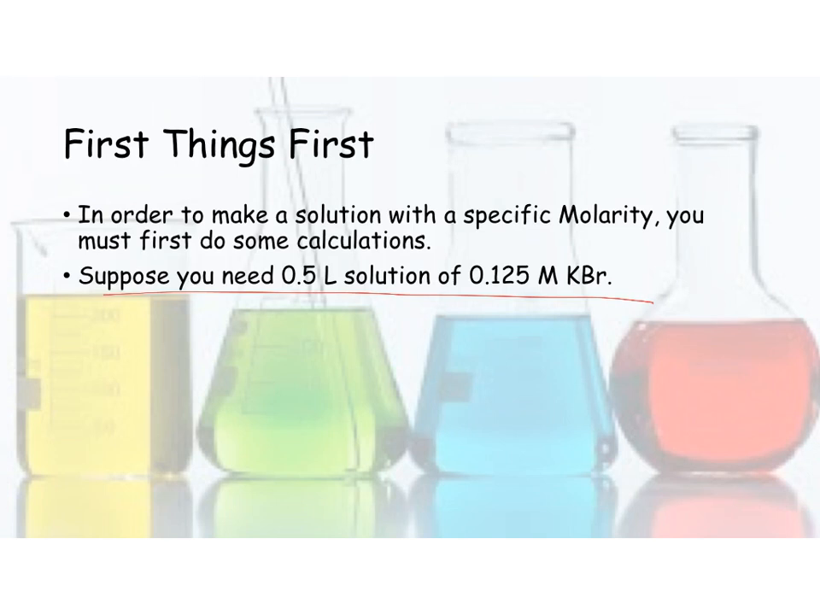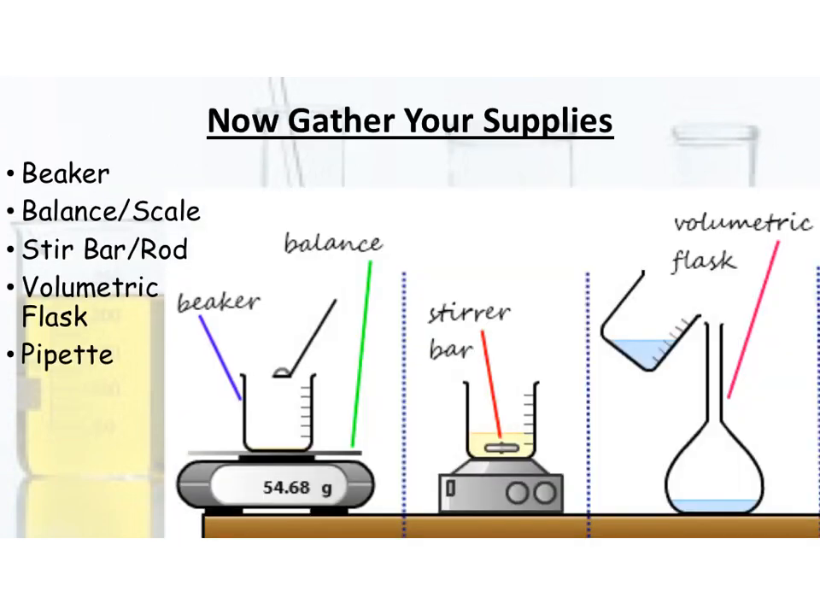Hopefully that problem sounds familiar to you because we actually just did it. So we found that we needed 7.44 grams of our potassium bromide. This is going to be a solid in a stock bottle, and we want to make 0.5 liters of this solution. So now we've done our math. We know how much potassium bromide we need. Now we need to gather our materials.